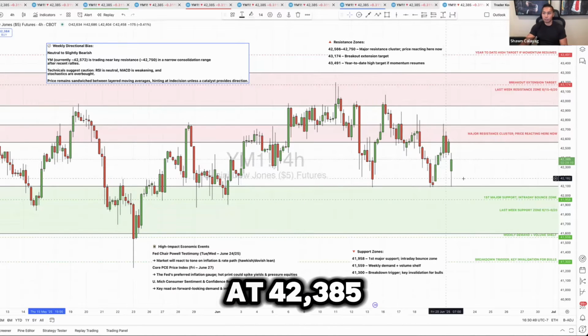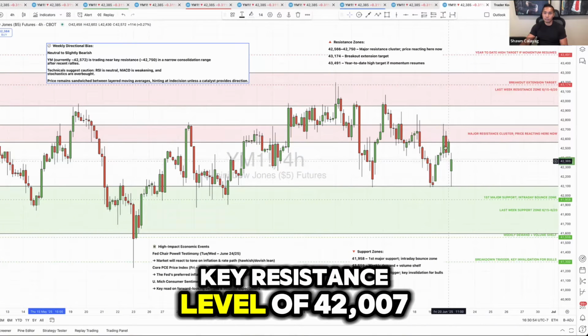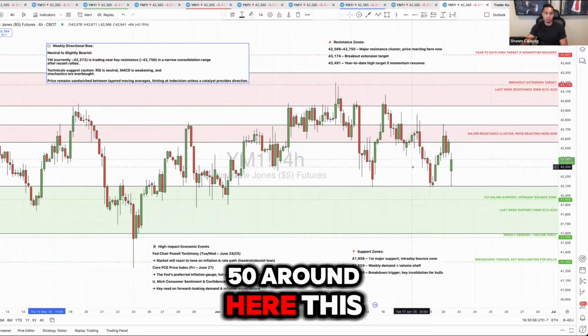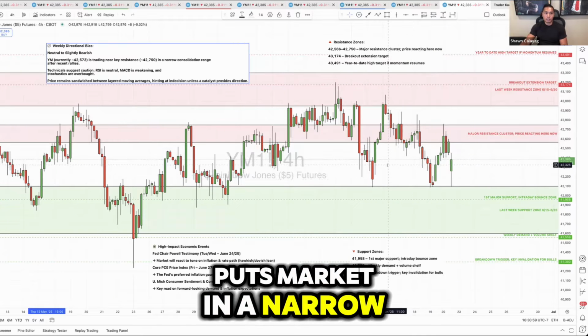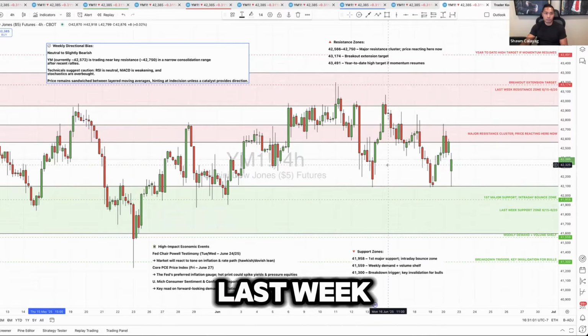YM is currently sitting at 42,385. This is trading near key resistance level of 42,750 around here. This puts market in a narrow consolidation range after recent rallies from last week.